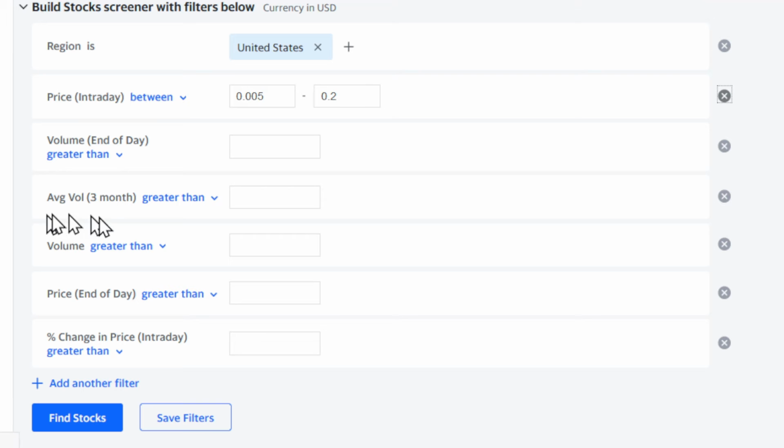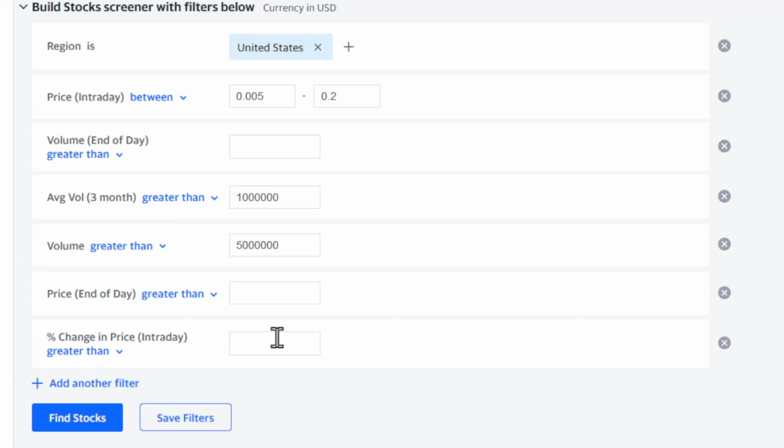Let's do, since we're here, average. Let's do greater than 1 million. Okay, that looks good. Volume greater than 5 million. We're down to 53 stocks.